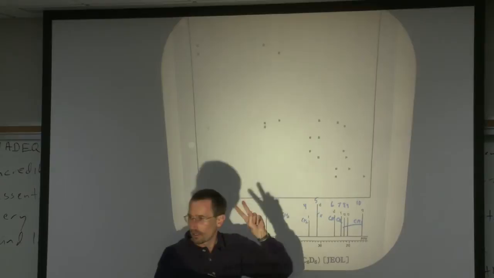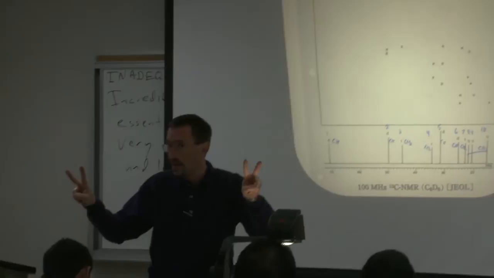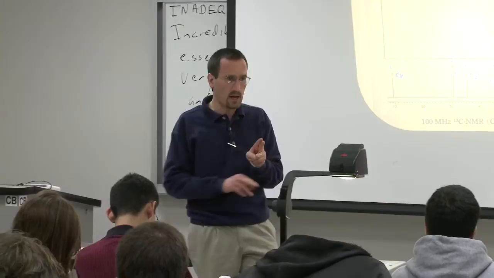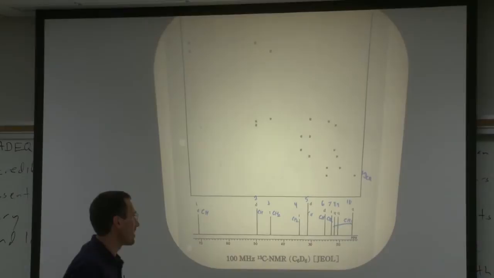What are those two little lines? A doublet, from the carbon-carbon splitting. Yeah, so you're seeing the carbon-carbon splitting. Remember, carbon has a much smaller magnetogyric ratio than protons. So the carbon-carbon coupling constant, the one bond J1CC, is going to be smaller than a typical carbon-proton one bond coupling.